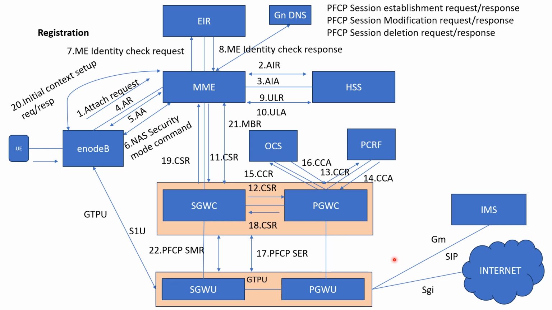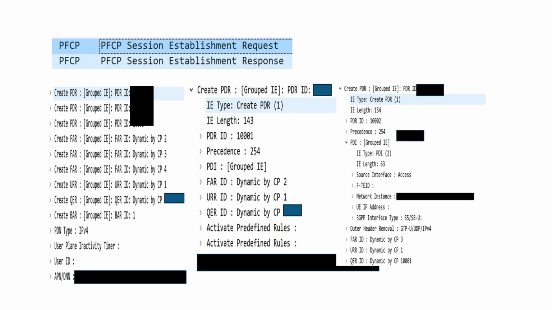Now we will see what this message is doing and what it contains. PFCP session establishment request. Here we can see the protocol is PFCP, which is Packet Forwarding Control Protocol, and the message is PFCP session establishment request. The PFCP session establishment request contains multiple rules, for example, packet detection rules, forwarding action rules, QoS enforcement rules, usage reporting rules, and buffering action rules.